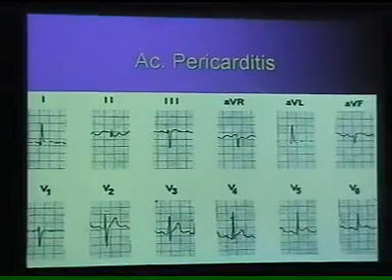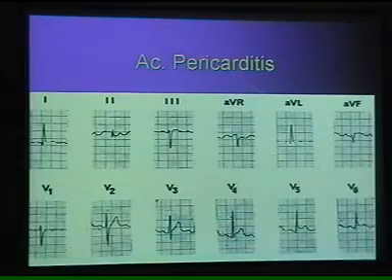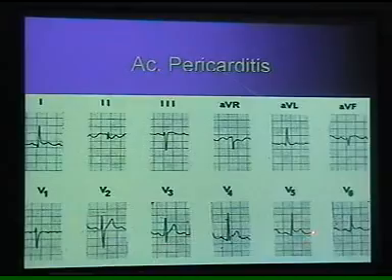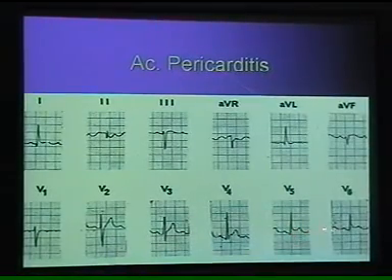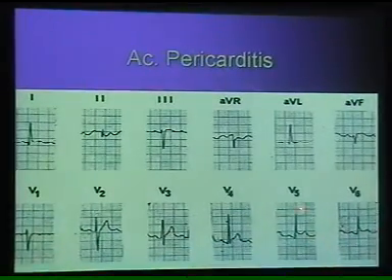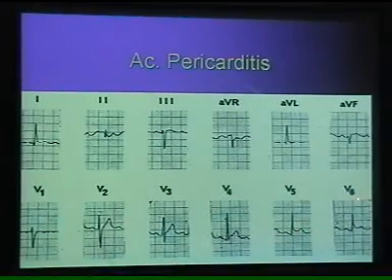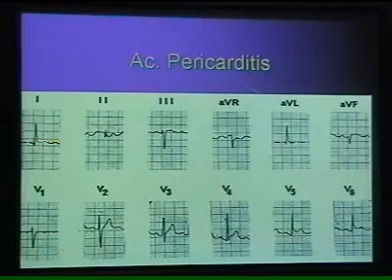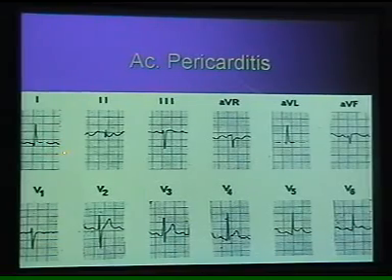Now coming to acute pericarditis, again we find that patients with acute pericarditis also have ST segment elevations. Here, for example, most prominent in V5 and V6, but to some extent in other leads also, and lead 1 there.